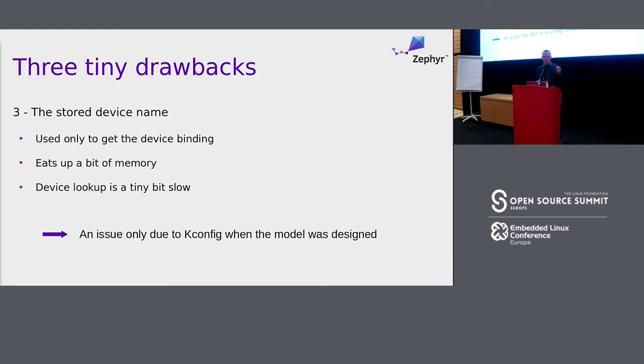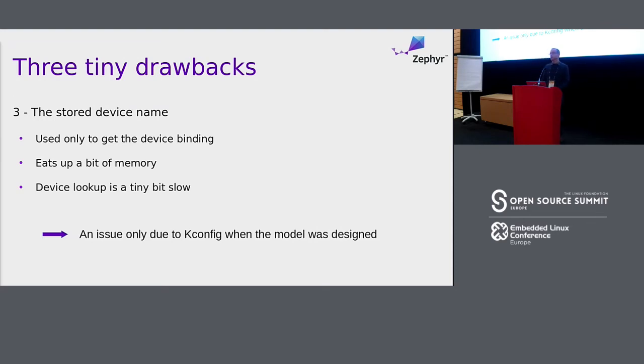Because when you get the bindings of your device, you need to do a runtime lookup, and it's basically a string comparison. So it goes through all the registered devices and does a string comparison in order to find your device. It eats up a bit of memory, having this name stored, and you need a pointer for it and whatnot. And the device lookup is a tiny bit slow. Obviously, at runtime, usually you do that only once for each device get binding. You never actually forget about the bindings that you just looked up. But it slows down the boot time a tiny bit.